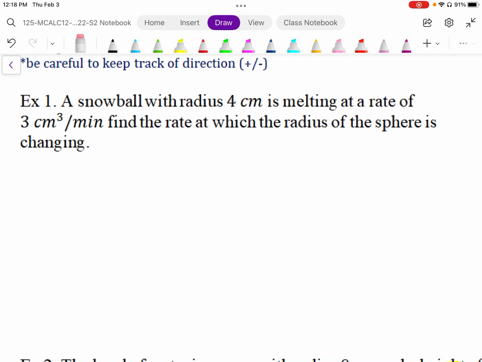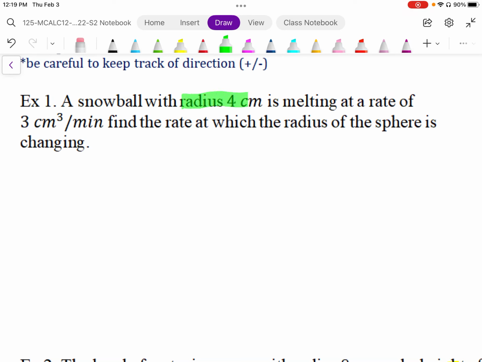Now, some problems tell you the rate of change of the radius, and we have to figure out the volume. Other problems, like in this one here, we're given the rate of change of the volume, and we've got to figure out the rate of change of the radius. Okay, so the first step is we want to connect the two variables in question. There is a radius and a volume that we need to connect.